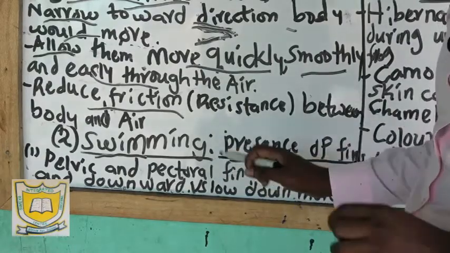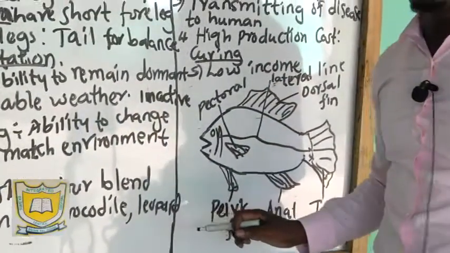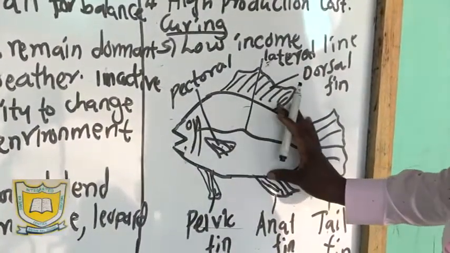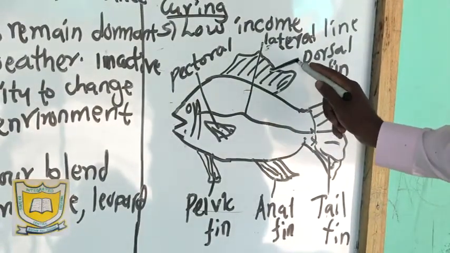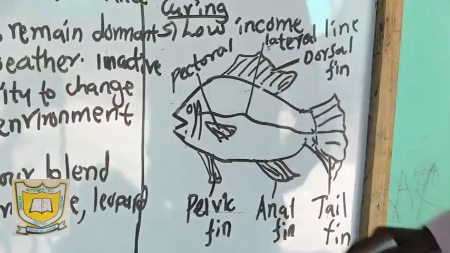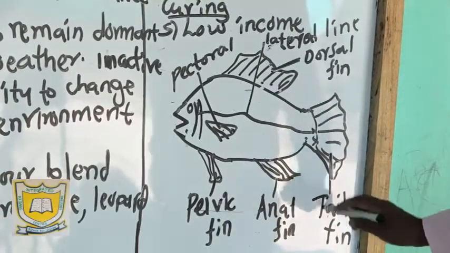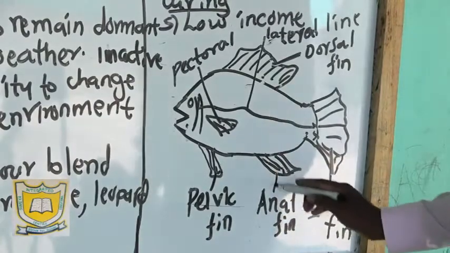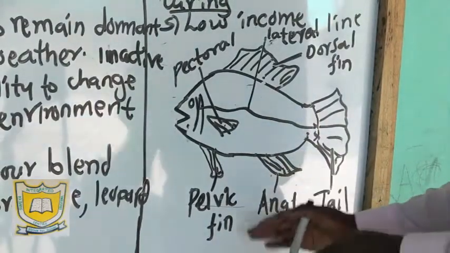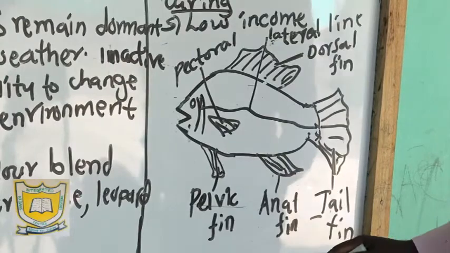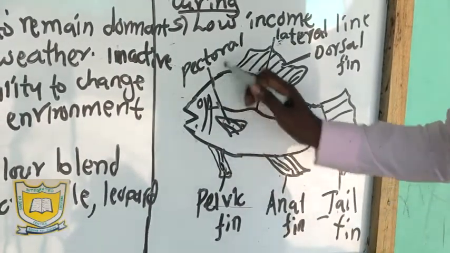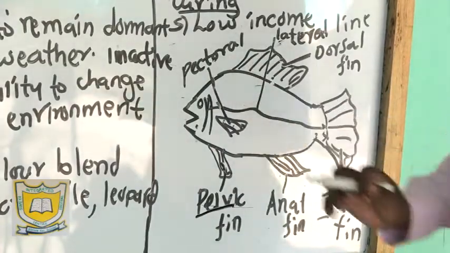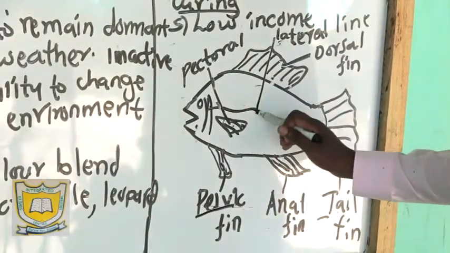What are fins? I have a diagram here of a fish. When you observe this fish, it has what we call the fins. It has the dorsal fin, which is this upper fin. Then it has the tail fin, which is the fin behind. Then it has the anal fin, which is next to the tail fin. Then it has the pelvic fin and the pectoral fin. In addition, it has what we call the lateral line.